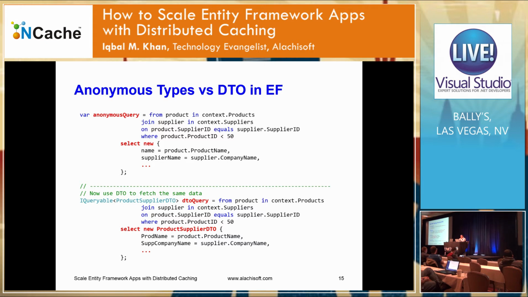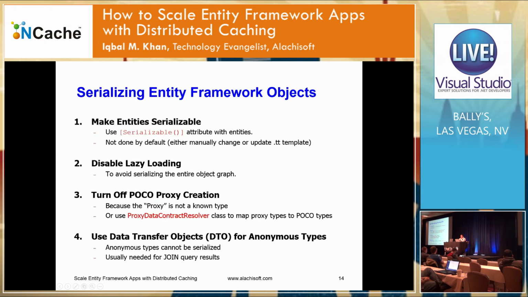They're called data transfer objects. So you actually come up with a custom object that represents this data. I'm calling it product supplier DTO. So it's got all the things. This becomes a known entity, and then you can serialize it. If you can serialize it, you can cache it. So those are the 4 things that you need to keep in mind before you start making API calls into any cache. Any questions on this?